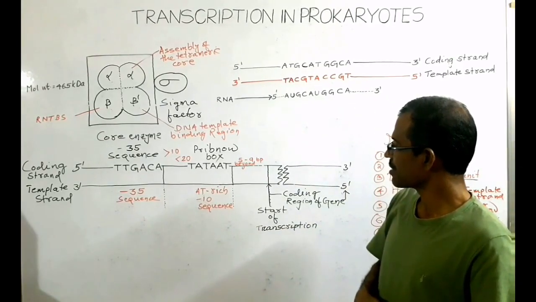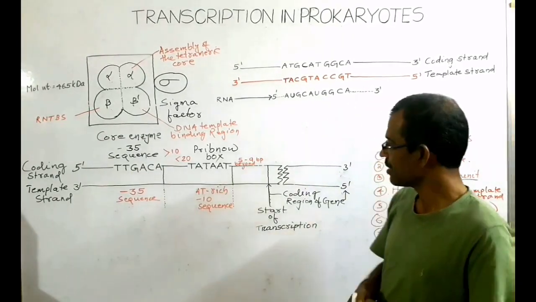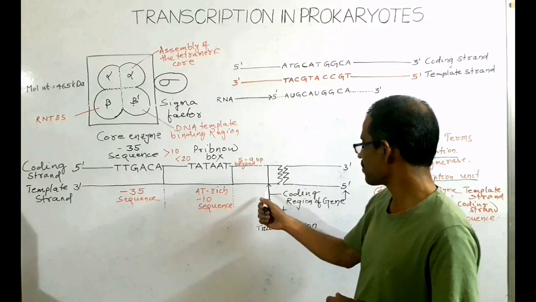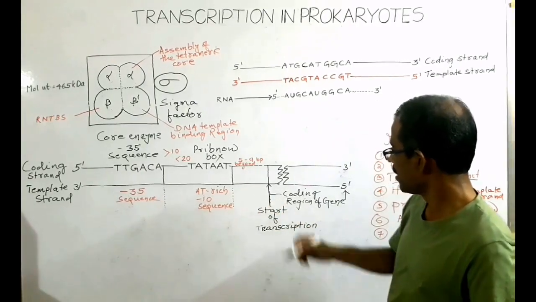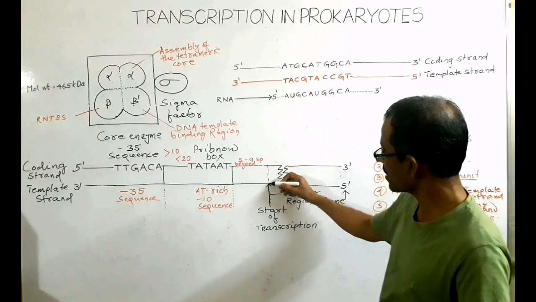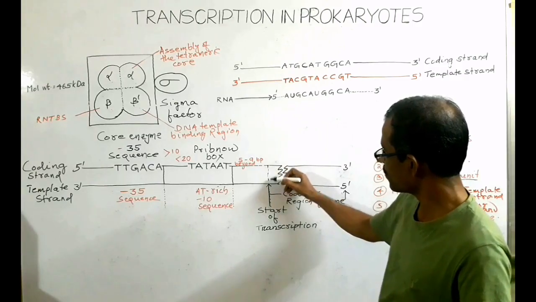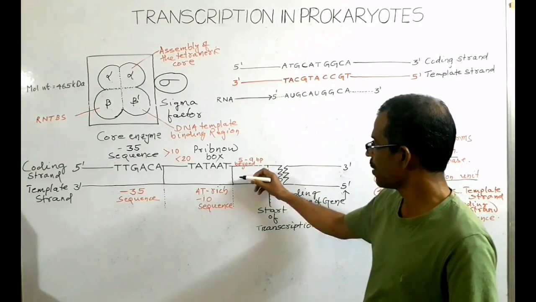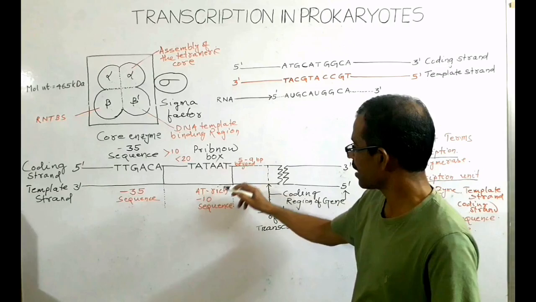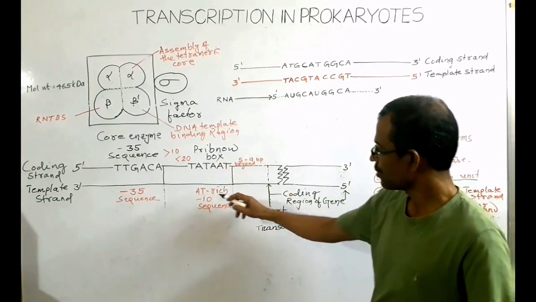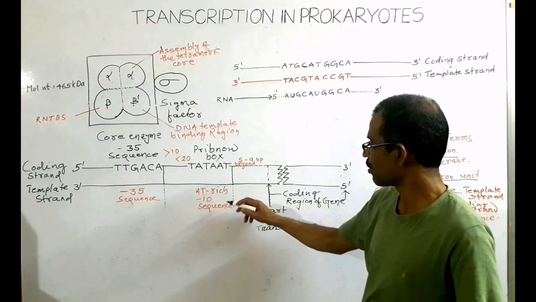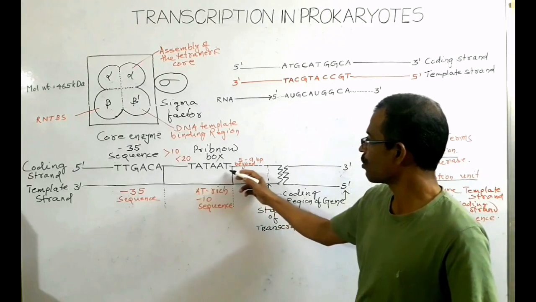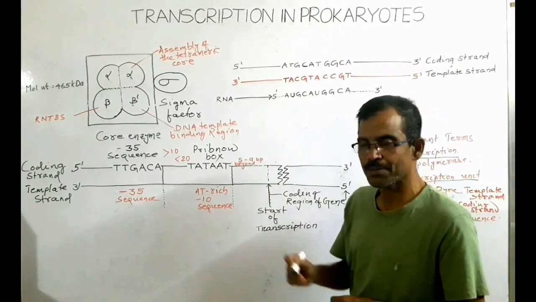One conserved sequence is located at a distance of 10 base pair upstream from the starting point of transcription. This is the starting point of transcription. So from this starting point, at a distance of 10 base pair upstream, a sequence is present that is rich in AT. So this AT rich sequence is also known as the -10 sequence. This sequence is also known as the TATA box or Pribnow box.